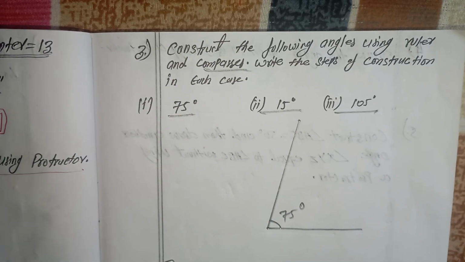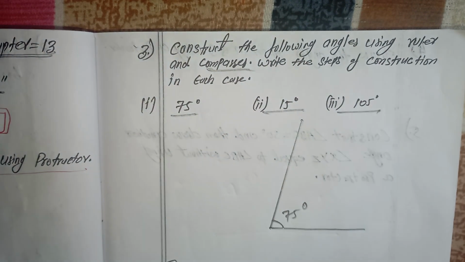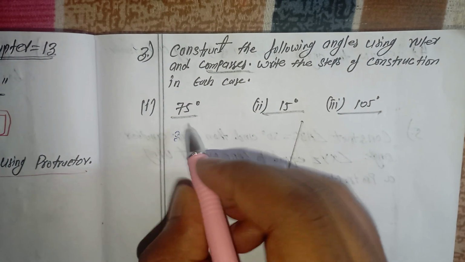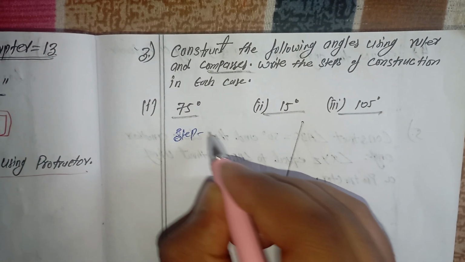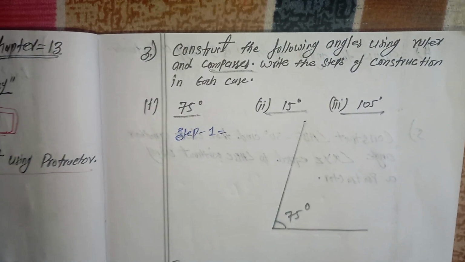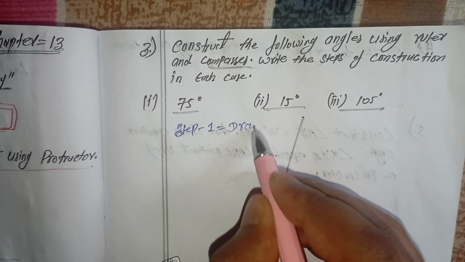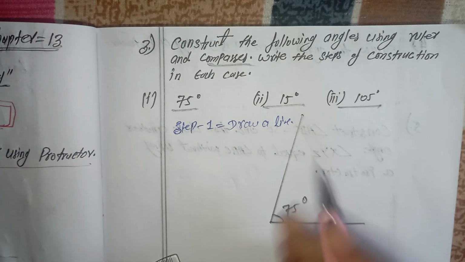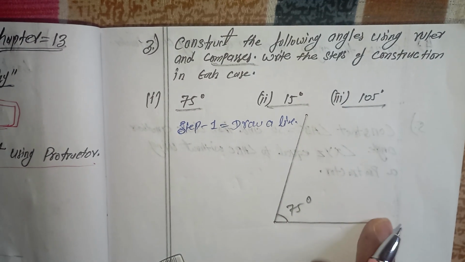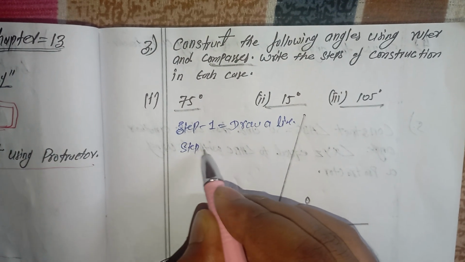Over. Now we have to write the answer also, step by step. In the first step, what do you have to write? You have to write: draw a line here. Simple. First step, draw a line. We drew it. Okay.